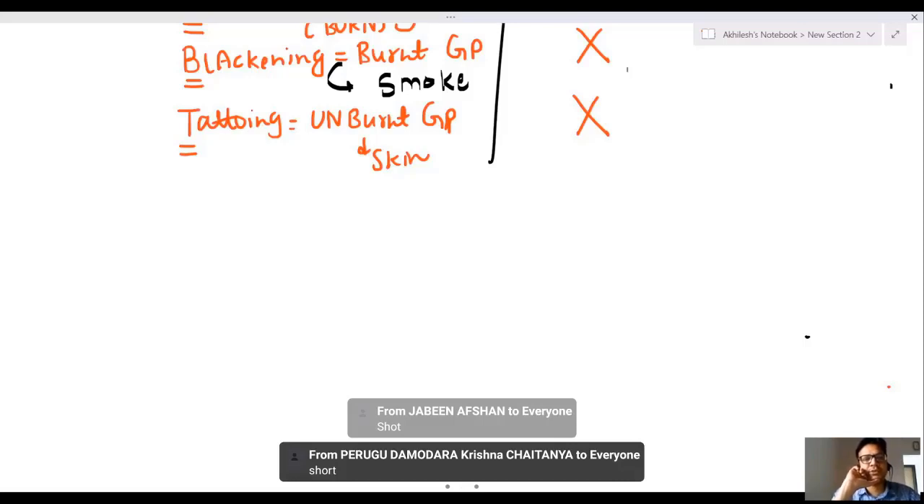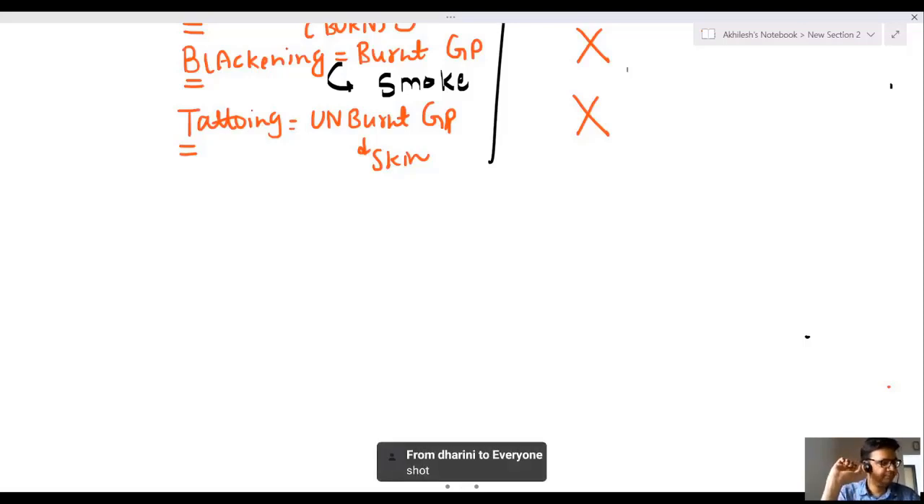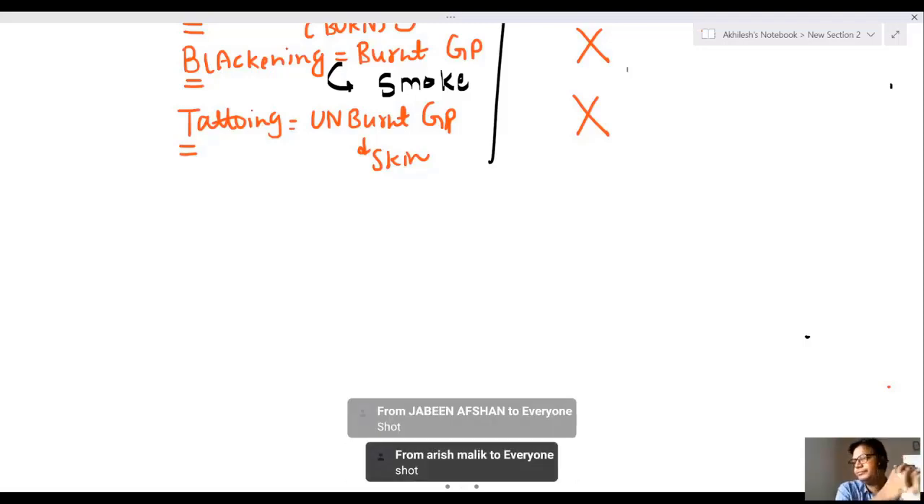Choking phenomenon is used in which gun? Again, the answer is shotgun. Yes, shotgun.